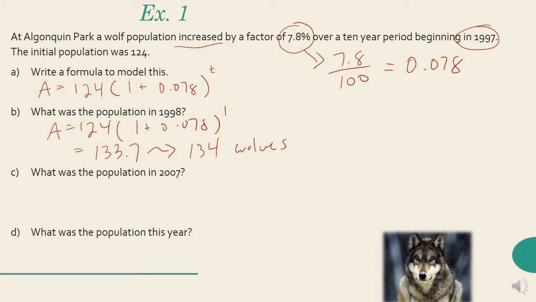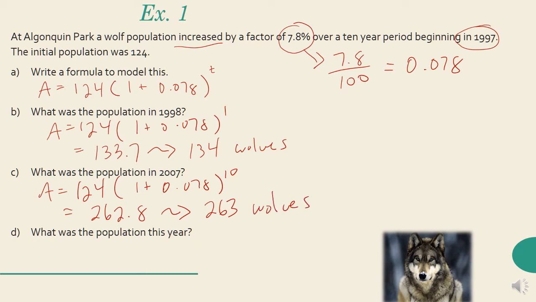What was the population in 2007? Again, we're not plugging in 2007 for our exponent. How many years have passed between 1997 and 2007? The answer is 10. So A equals 124, 1 plus 0.078 to the power of 10. Enter that in your calculator just like you see it. 124 bracket 1 plus 0.078 close bracket exponent button 10. 262.8. We're going to round that to the nearest wolf. 263 wolves.